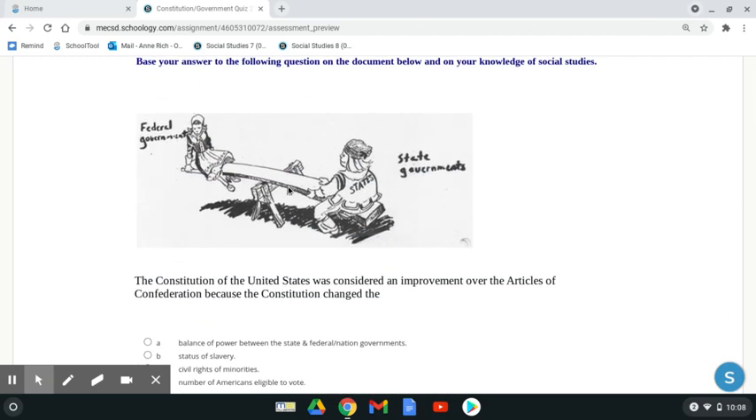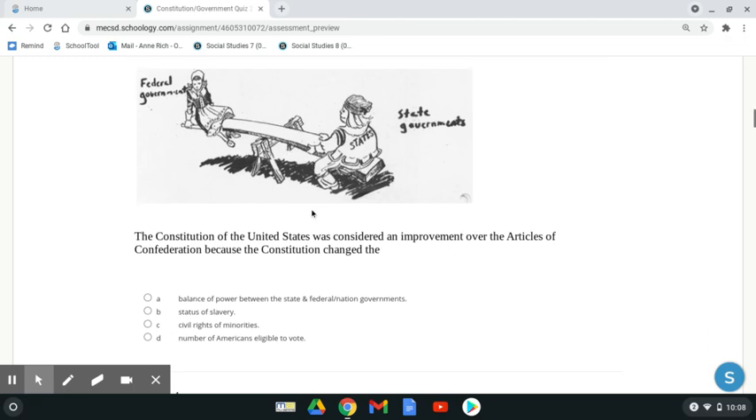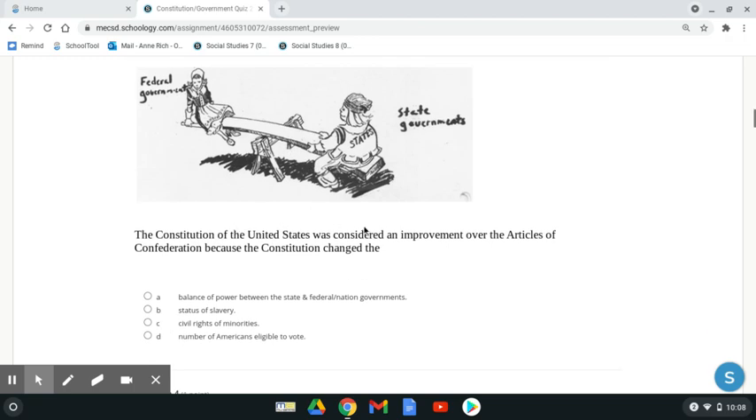Question number 3 involves this cartoon. The Constitution of the United States was considered an improvement over the Articles of Confederation because the Constitution changed the what? A, balance of power between the state and federal governments. B, the status of slavery. C, the civil rights of minorities. Or D, the number of Americans eligible to vote.